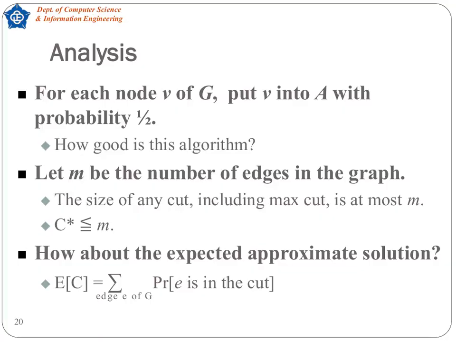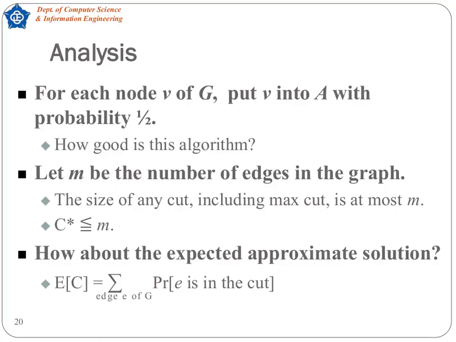Picking up right from our last point, this slide will delve into the analysis of that very randomized algorithm we just discussed. Specifically, we're focusing on the process where, for each node V in a graph G, we randomly assign it to set A with a probability of 1/2. The crucial question we need to answer here is, how effective is this algorithm? How good is it, really?